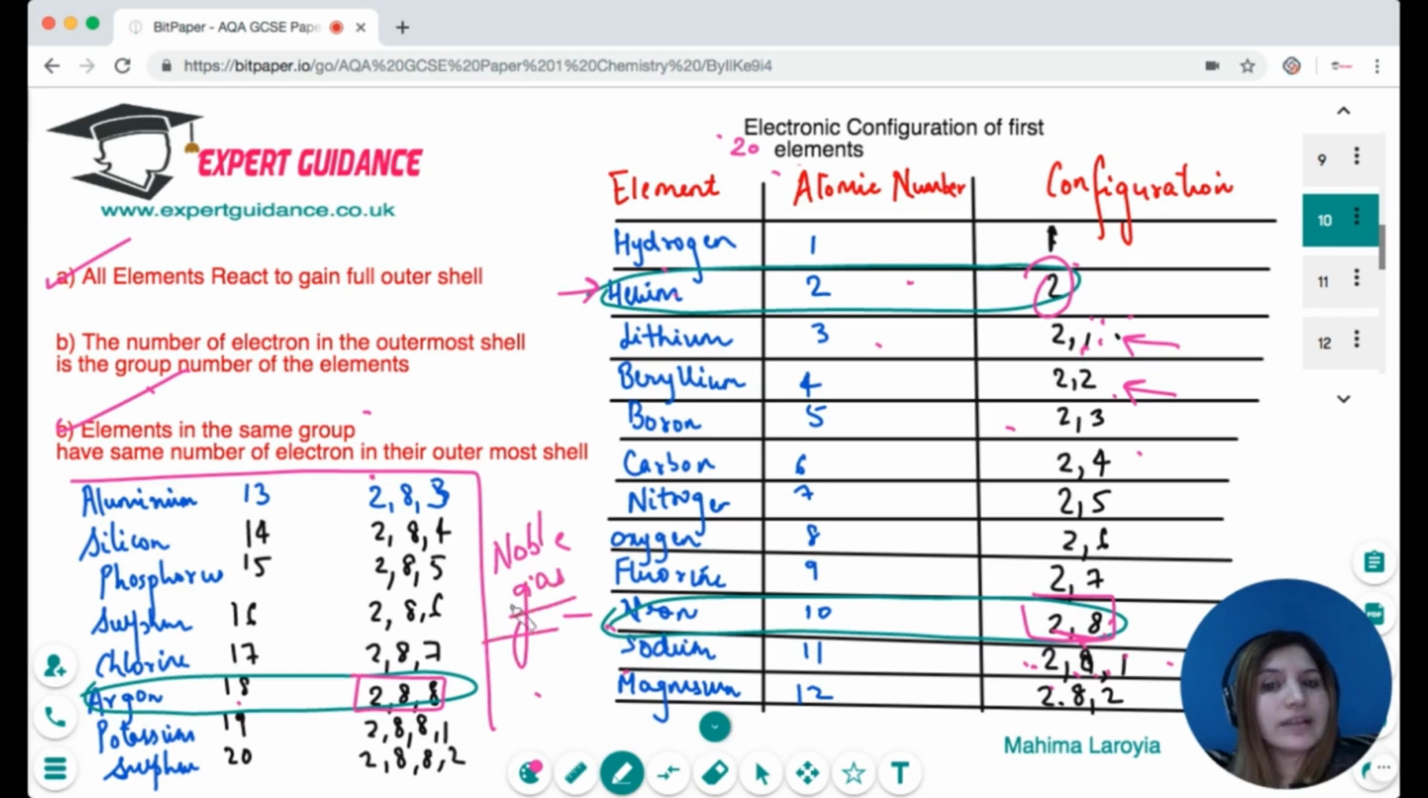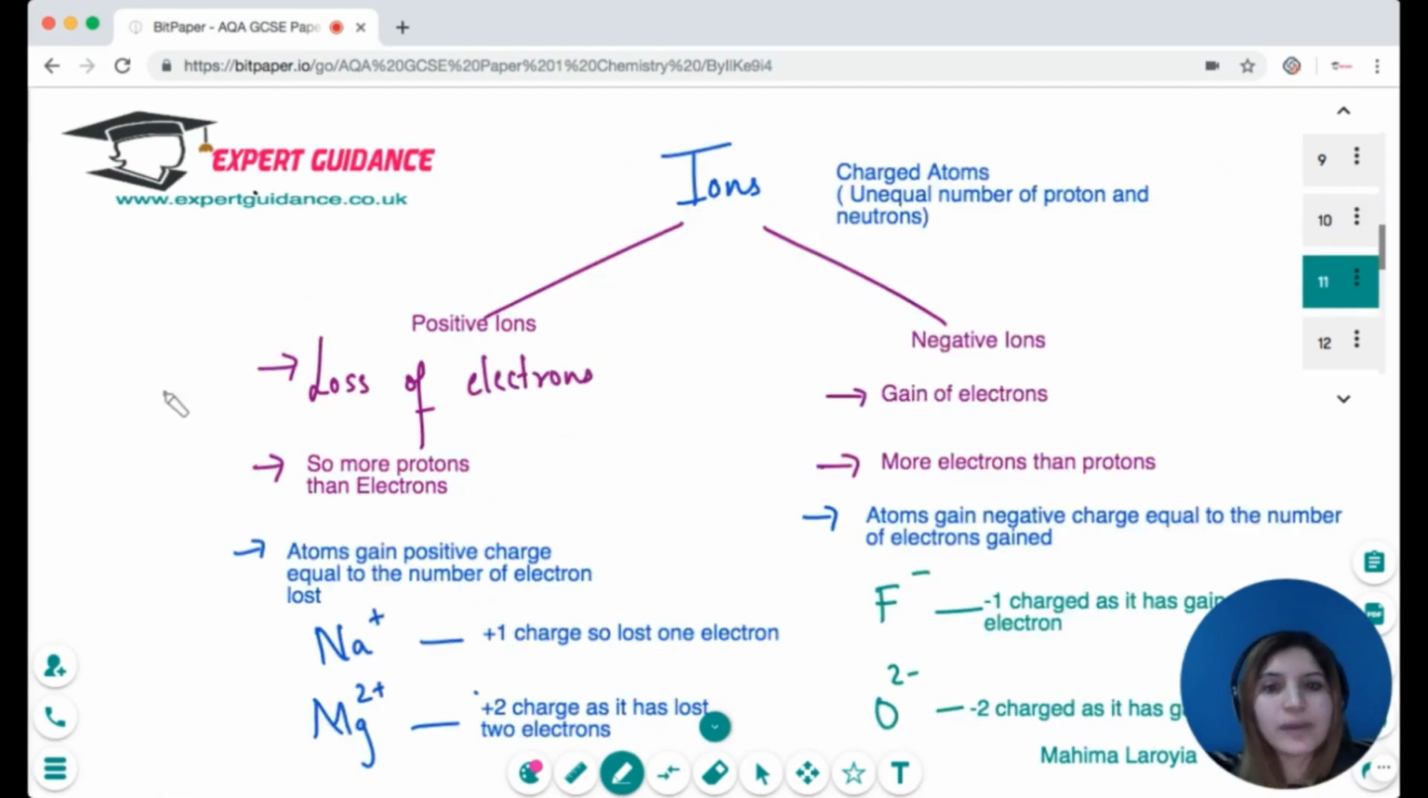On the other hand, to react, to be stable, sodium has to lose one electron so that it can get a full outer shell configuration. Chlorine has to gain one electron in order to get a full electronic configuration. So this is how we analyze the electronic configuration, and these are all the pieces of information we can get from that. Okay, so I hope it is clear to you.